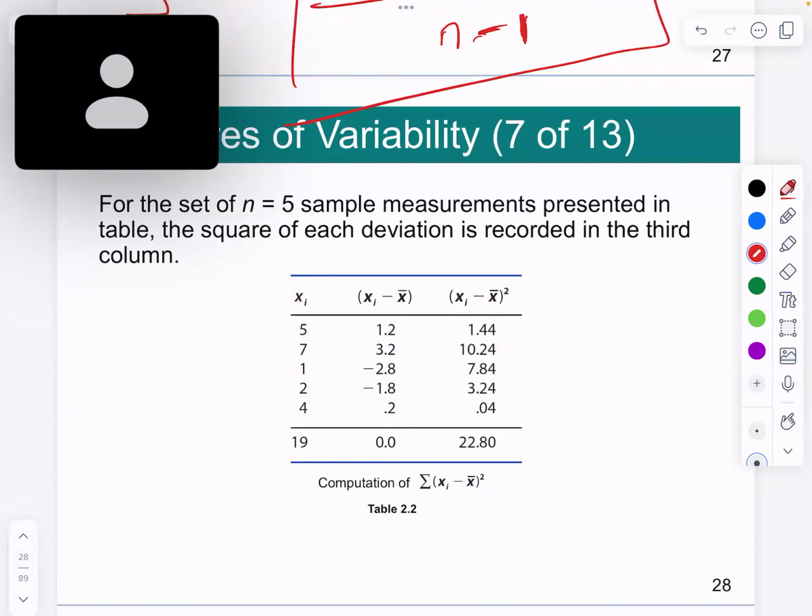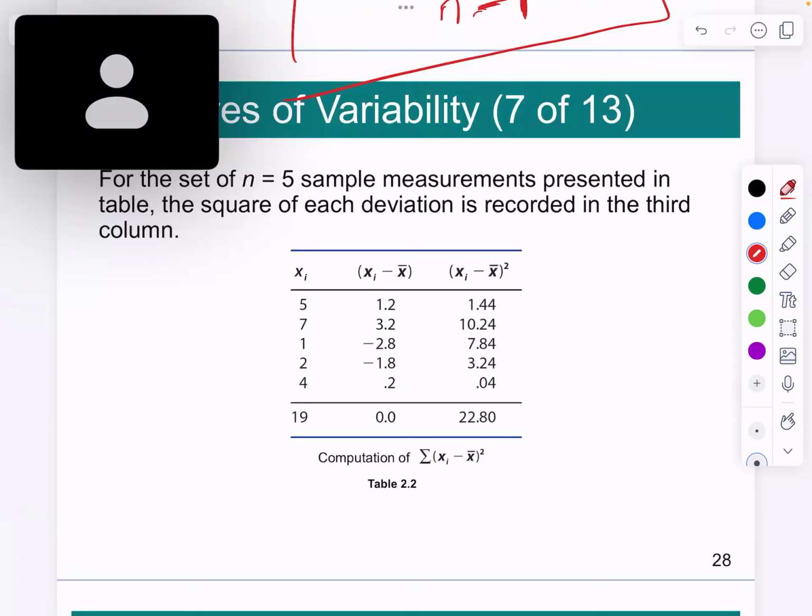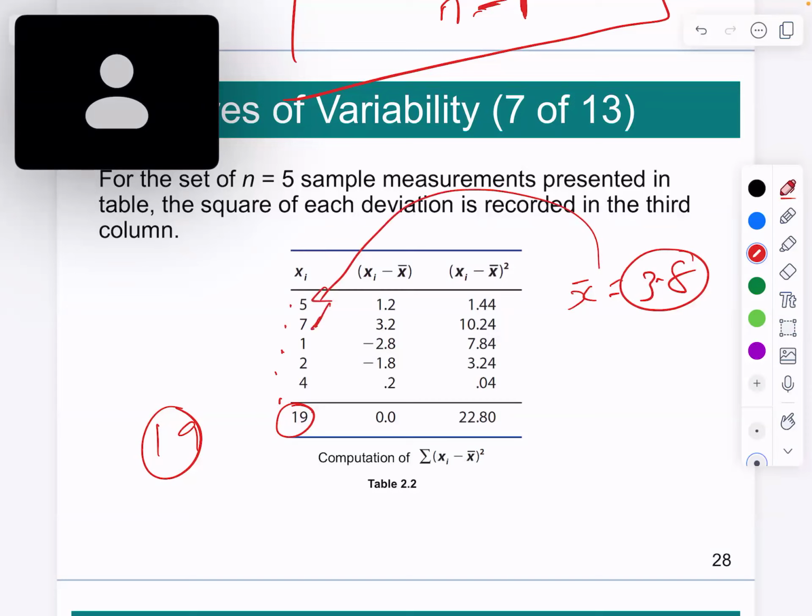Just know that you will have a set of measurements 5, 7, 1, 2, 4. When you add them up together, you have 19. Now, when you compute the mean, I think the mean here is 3.8. So you will be subtracting 3.8 from each of these to get this. Subtract 3.8 from each of these.